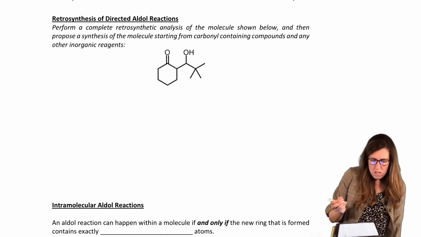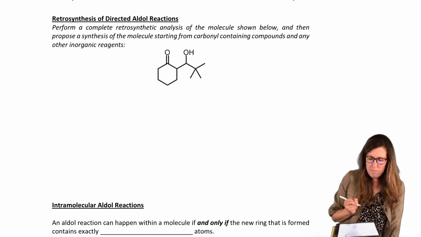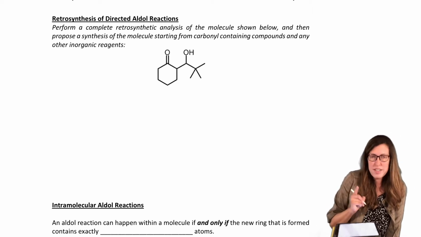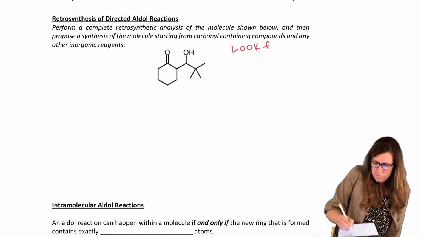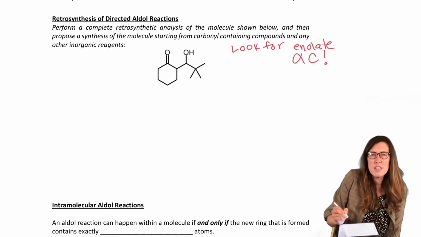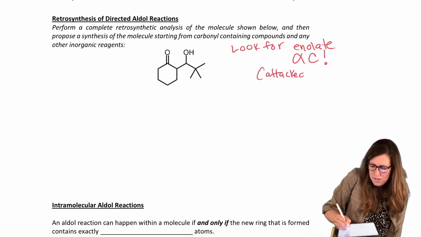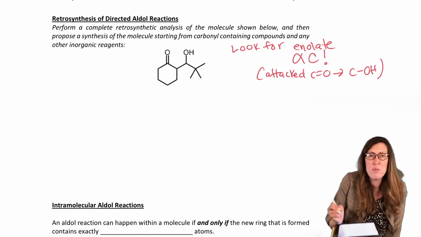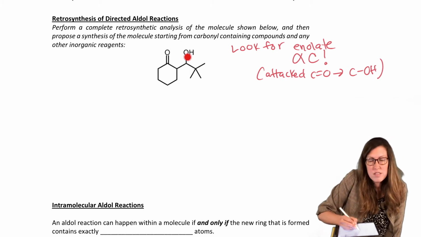Okay, so we are going to look for a point of disconnection. And what I always look for is try to spot your alpha carbon of the enolate. How do you know which one it is? That's the one that attacked a carbonyl, and the carbonyl became a carbon with an alcohol. So I see a carbon with an alcohol.